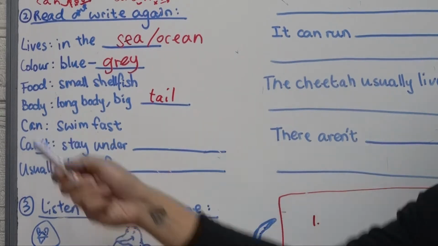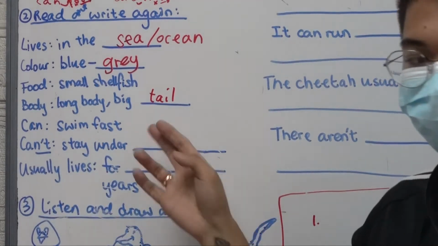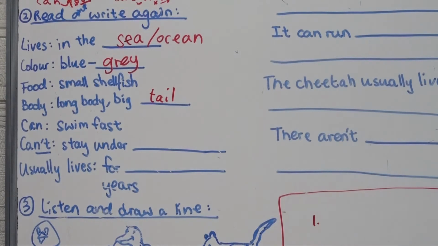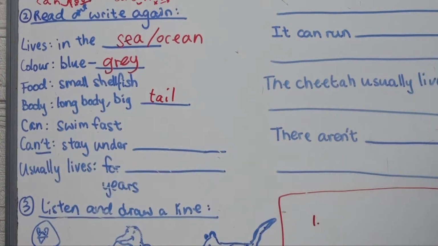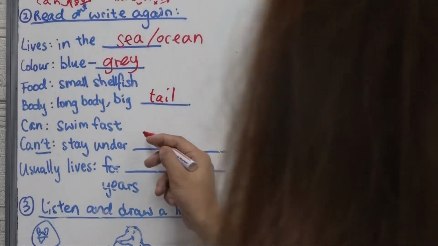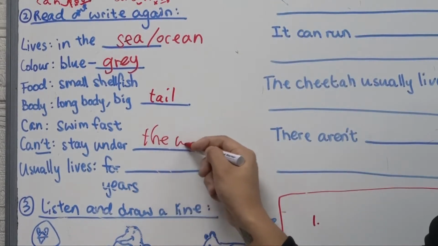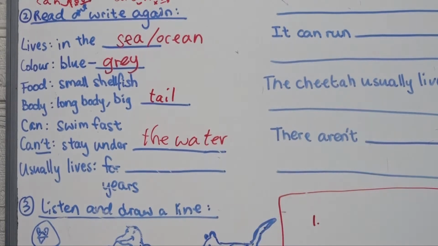And what can it do? And what can't it do? Remember, can't means cannot. So, from the passage we can find that it can swim fast. But what can't it do? What can't they do? They cannot stay under the water for a very long time. They can swim fast, but they cannot stay under the water, right?